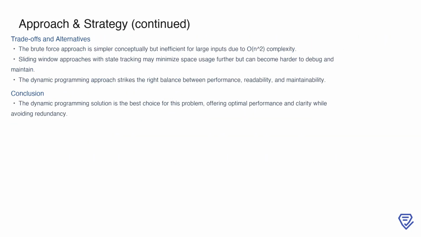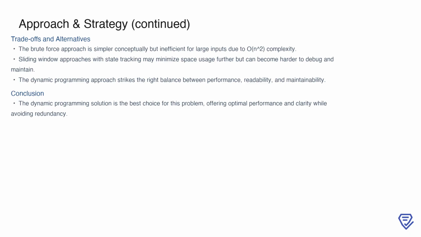When comparing the different approaches, the trade-offs become clear. The brute force method is conceptually simple but inefficient for large arrays due to its O(n squared) time complexity. Sliding window approaches that minimize space usage can further optimize performance but come at the cost of increased implementation complexity. The dynamic programming solution, on the other hand, balances efficiency with readability. It avoids redundant calculations while maintaining a clear structure, making it both fast and easy to debug.